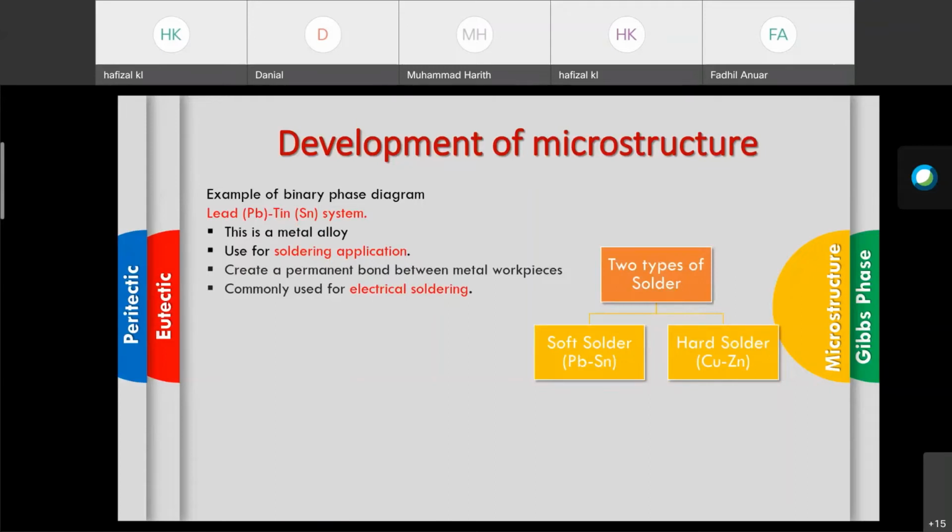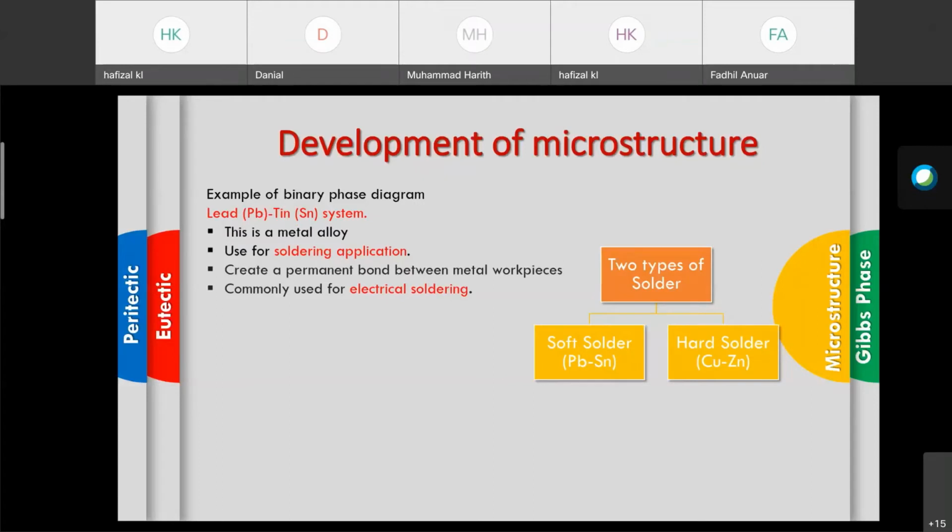So for other phase diagrams, we need to consider plumbum and tin, and also copper and zinc. These are binary phase diagrams related to the application of solder. We can classify them as soft solder and hard solder. For the soft solder it is plumbum and tin, and for the hard solder it is copper and zinc.